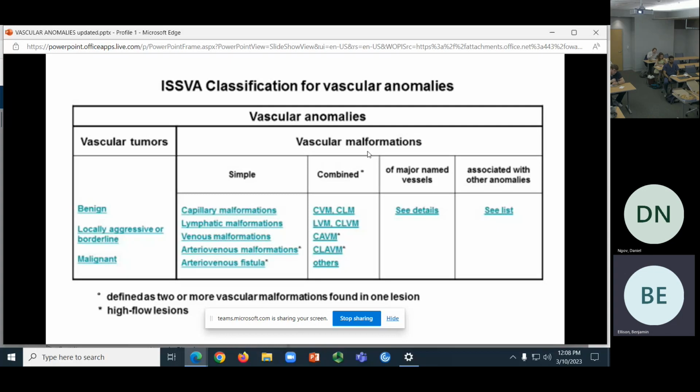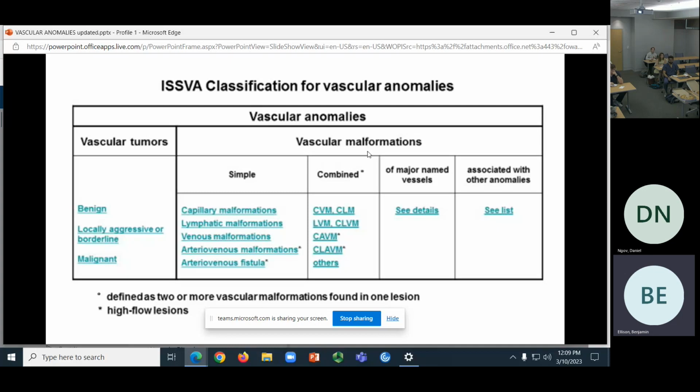And then, as with every tumor, we have benign tumors, we have malignant tumors, and we have something in between. For vascular tumors, the same. We have benign vascular tumors, we have very malignant vascular tumors, and we have borderline stuff. And the vascular malformation classification can be pretty complex, but it's very common. It depends on what type of vessel the malformation is coming from.